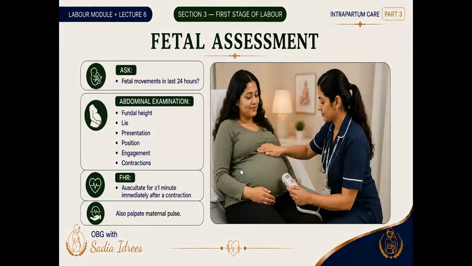Okay. Now we have assessed the mother. Now we assess the baby. It is equally important. Start by asking about the fetal movements, particularly whether there has been any change during the previous 24 hours. Then perform the abdominal examination. Assess the fundal height, the fetal lie, the fetal presentation, position, and engagement of the presenting part. Also assess the contractions abdominally. Then assess the fetal heart rate. At initial assessment, auscultate the fetal heart rate for at least 1 minute immediately after a contraction.